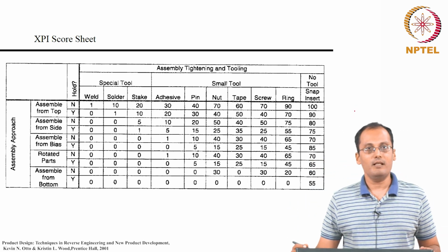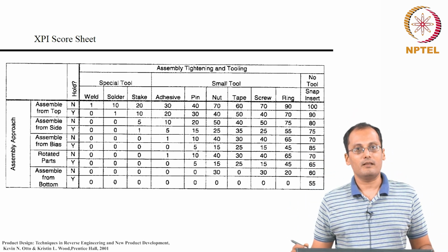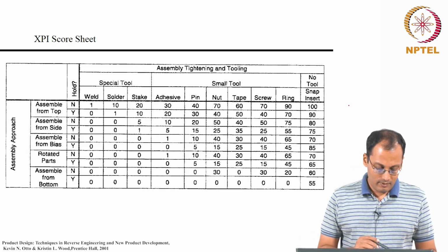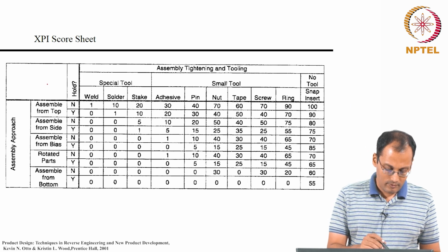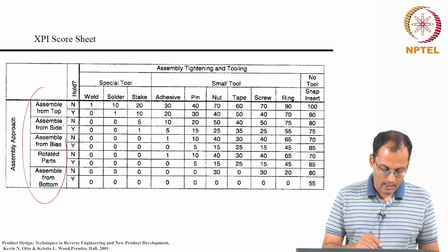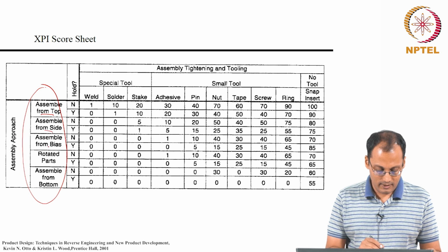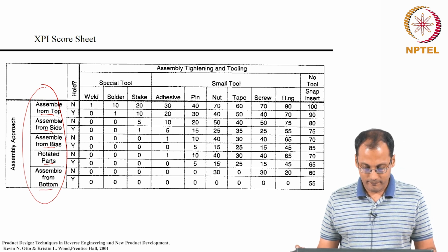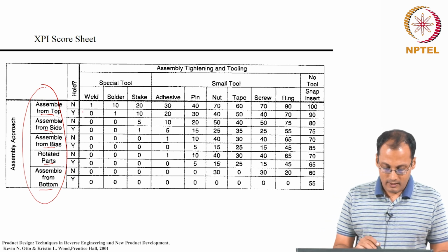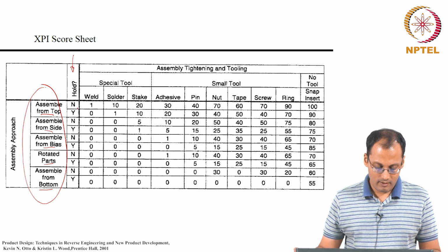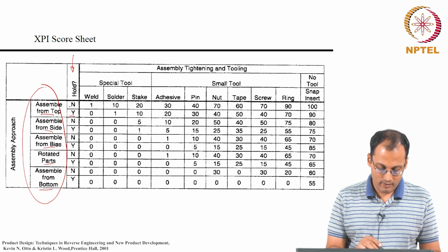A score sheet is available then to pick up the difficulty or the XPI score. So, in this table you can see that onto the rows we have the assembly approach, like whether we are assembling it from top or from the side, from bias, or we have rotated parts, or we assemble it from the bottom. And we have the next column which tells whether we are holding or not holding, this yes or no.